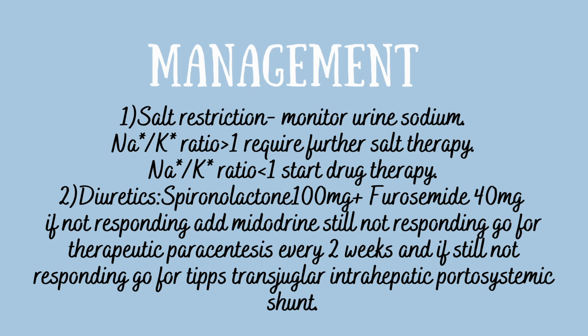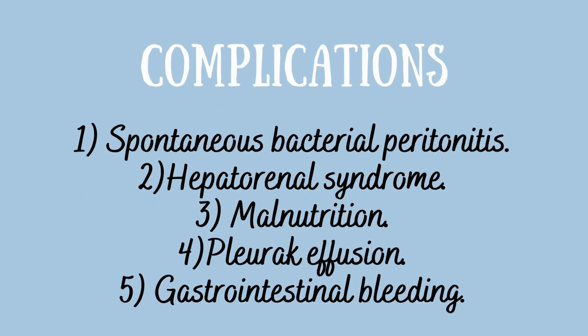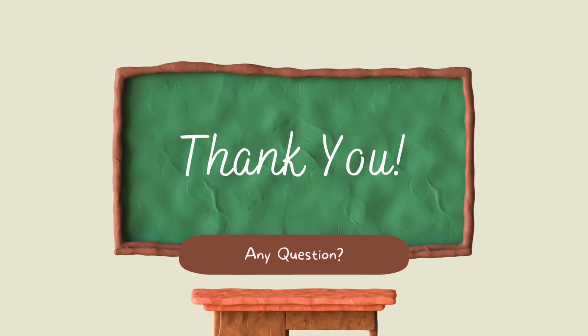Then come the complications. Means if ascites is there, then it can lead to spontaneous bacterial peritonitis. Means that fluid can get infected. It can lead to hepatorenal syndrome. It can also lead to malnutrition. Pleural effusion can be there if it leaks and affects the pleural cavity. Gastrointestinal bleeding can also be there. So this is all about ascites.